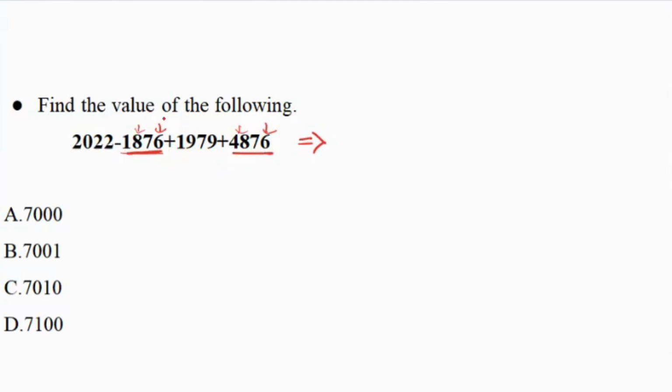So we can make a pair of these two groups. If we make the pair, it will be 4876 minus 1876. Then the rest of the numbers we write as they are, so we get 1979 plus 2022. Got it? Now we need to subtract these two numbers.